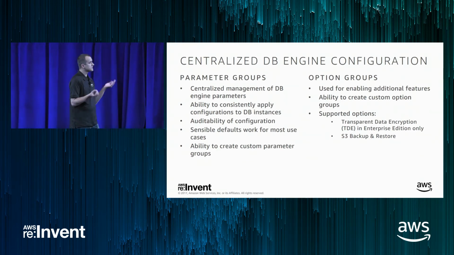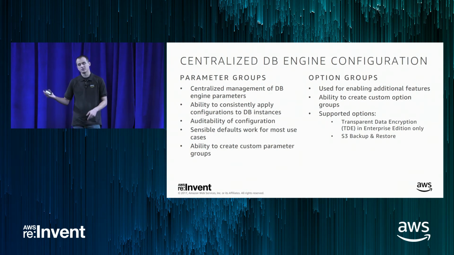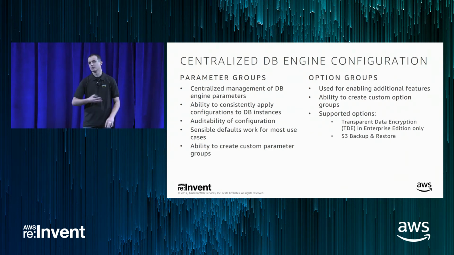And then finally, we also have option groups. These are used in a similar way to enable additional features. For RDS SQL Server specifically, the two features that get enabled this way are transparent data encryption, if you have Enterprise Edition, or our S3 backup and restore feature, which allows you to back up to standard SQL Server .bak files that are shipped to S3, or restore from files sitting in S3. You have to specify a couple of configurations: which S3 bucket you want RDS to interact with, what encryption options you want to use, and give RDS SQL Server permissions through a role to interact with S3.